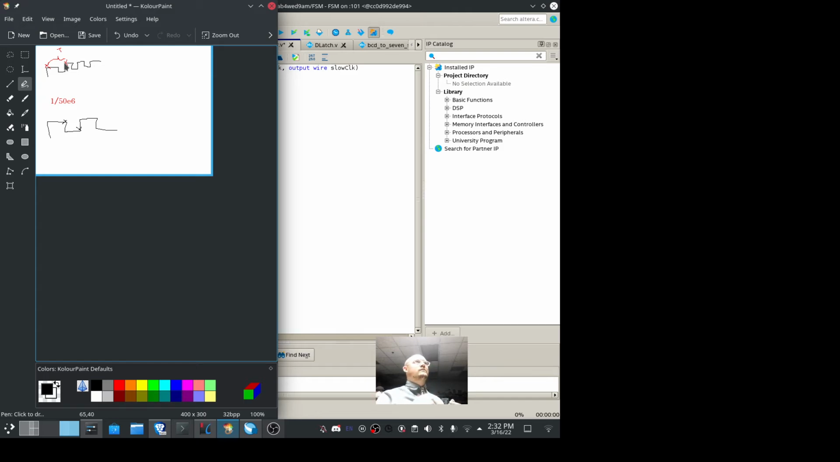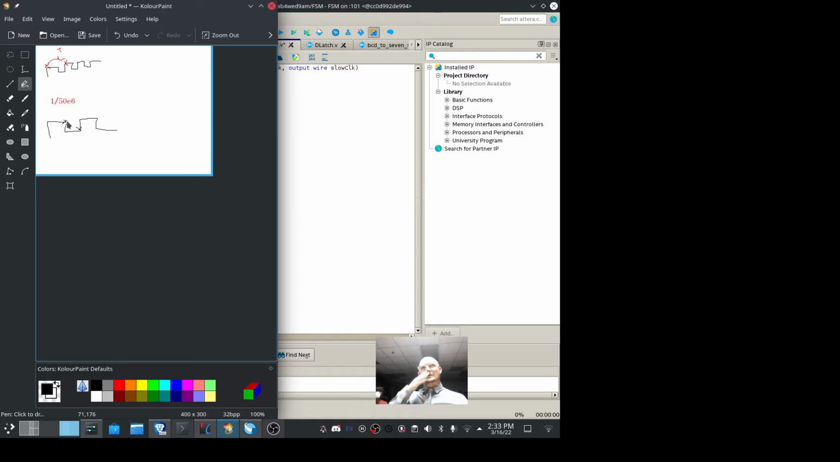How many times do I need to trigger or count before I change my slow clock? If it's high, then it needs to go low, and then it needs to go high. So what's that? It would be 50 million. 25. It's 25 million. You want to explain why? Because you want the full period. So halfway through it has to change state before it comes back.